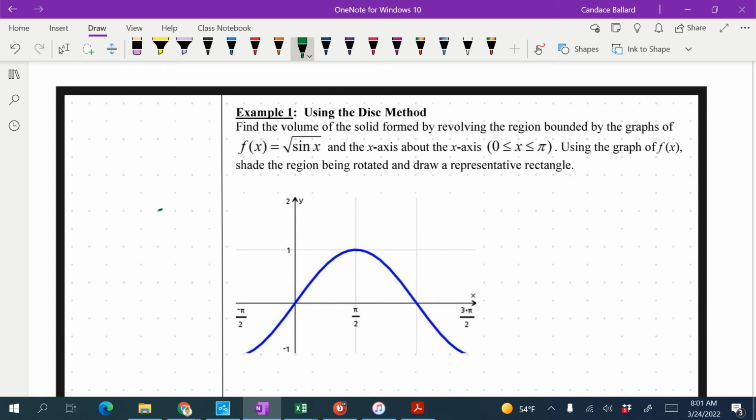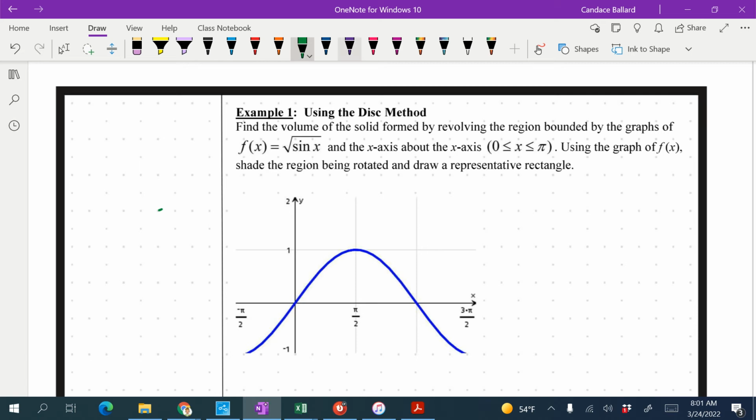We're supposed to find the volume of the solid formed by revolving the region bounded by the graphs of f of x equals the square root of sine x and the x-axis, about the x-axis. And we're supposed to be on the interval between 0 and pi. Using the graph of f of x, shade the region being rotated and draw a representative rectangle.